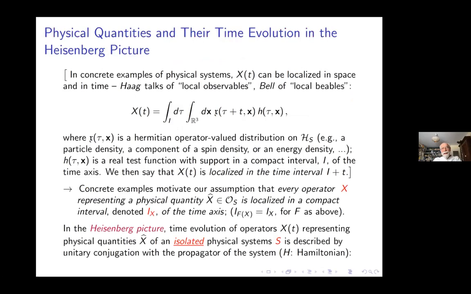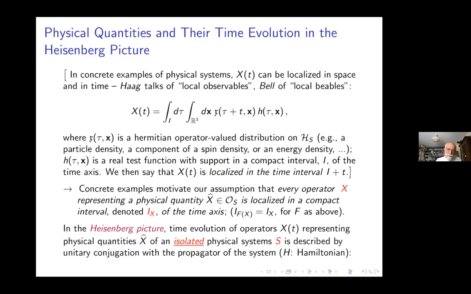People who have worked on many body theory or on quantum field theory or quantum theory of systems with many degrees of freedom know that these operators X of t can be localized, usually not at a very sharp time, but they can be localized in a certain interval I of the time axis. So if you examine concrete examples, they motivate the assumption that every operator X that represents a physical quantity X hat in this list O sub S of physical quantities is localized in a compact interval, which I will denote by I sub X of the time axis. And of course, I of a function of X is the same as I sub X.